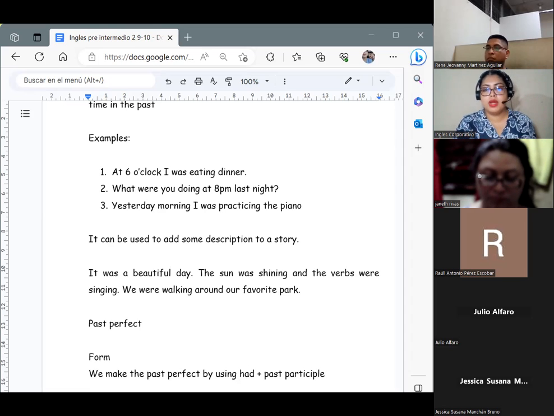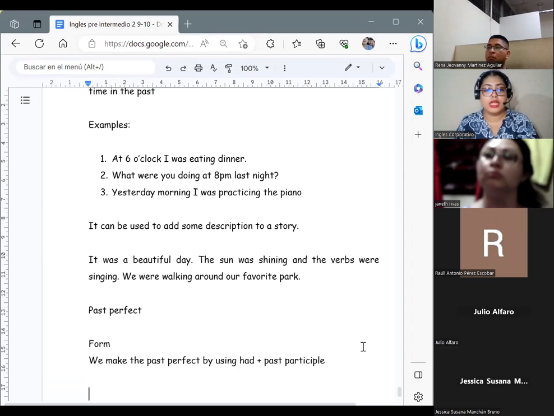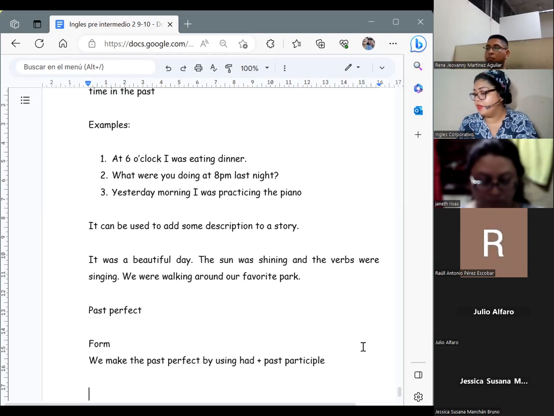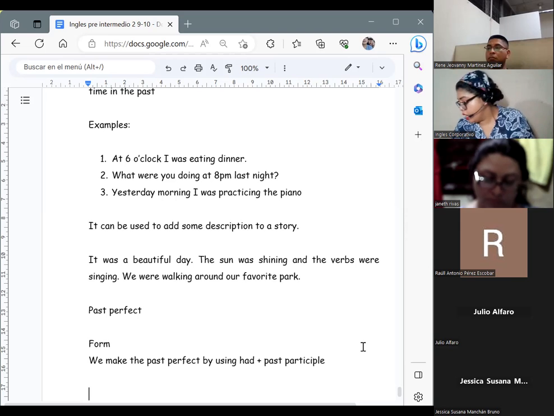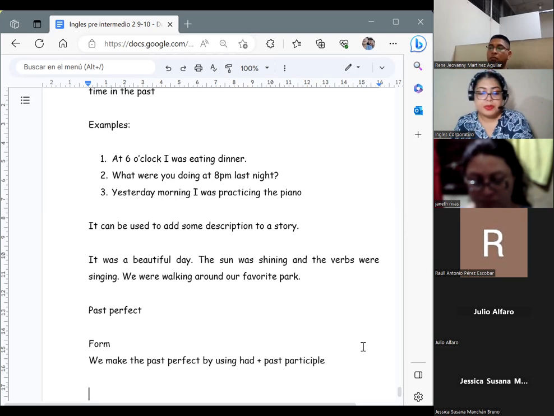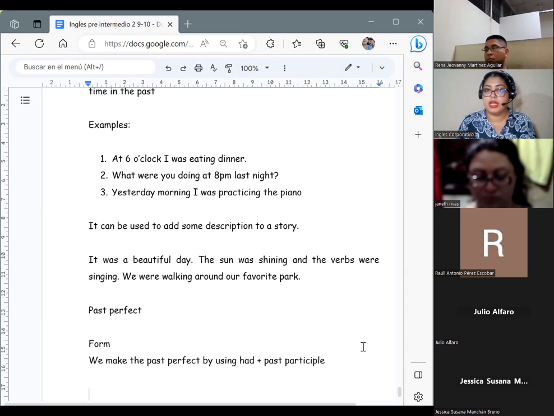Ayer estuvimos viendo una comparación de esta parte en la que veíamos el uso de los auxiliares en el caso del presente. Veíamos que tenemos esa estructura con el have, pero en este caso con el... Bueno, básicamente cuando hablamos de los auxiliares, sabemos que el auxiliar nos sirve para determinar en qué momento del tiempo estoy utilizando mi oración.